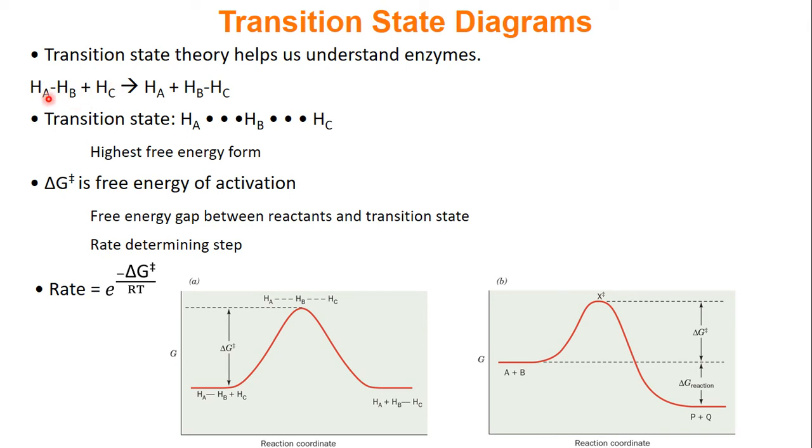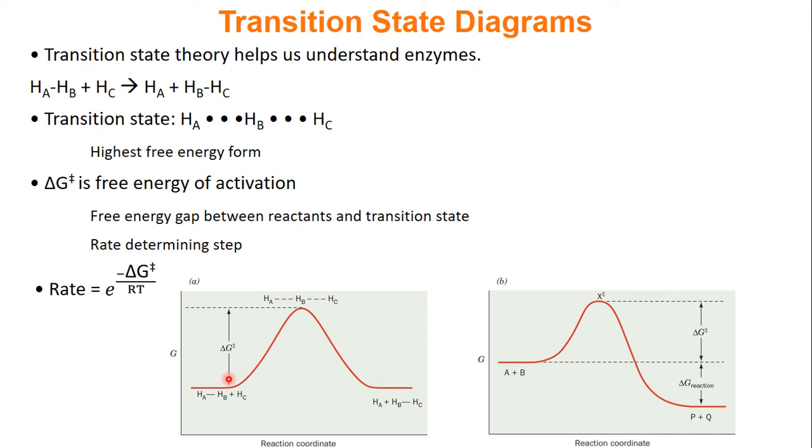Our reaction is to break the covalent bond between HA and HB and form a covalent bond between HB and HC. That means that at some part during our reaction, you're going to have HA bonded to HB bonded to HC. We call this a transition state. It's halfway between where we started and where we're going. We call this also our highest energy form.